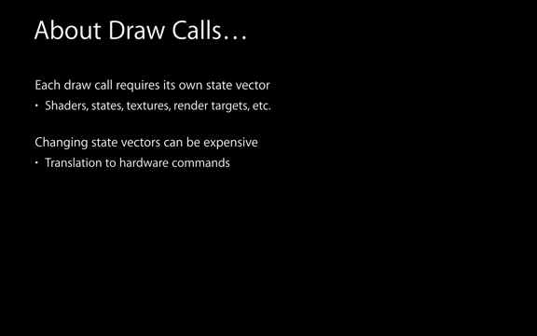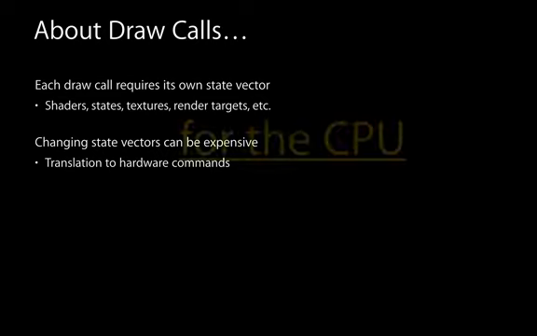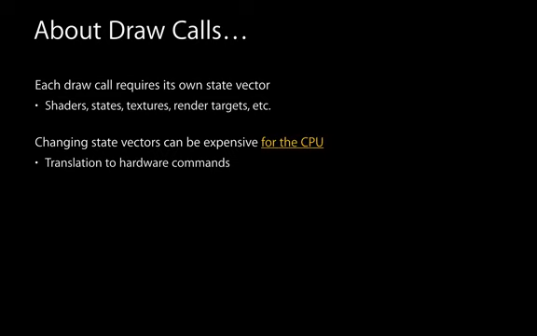But unfortunately, with previous APIs, changing state vectors can be extremely expensive. You have to translate between the API state and the state that the hardware is going to consume. When I say expensive, I mean not for the GPU, but for the CPU, because it's the CPU that's doing that type of translation.